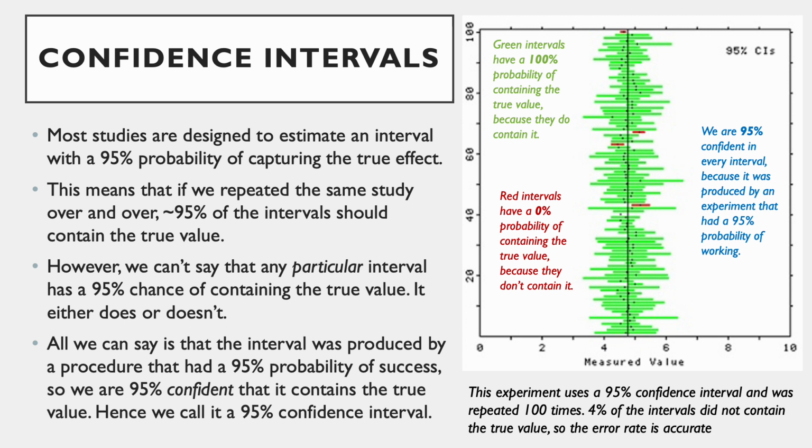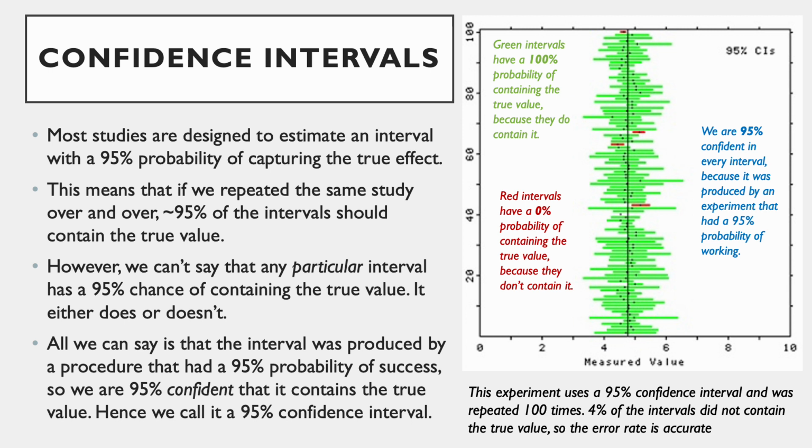But of course, they really only do the study one time, and we can't say that any particular interval that they come up with from that study has a 95% probability of containing the true value, because it either does contain it or it doesn't. That 95% probability is a probability about the experiment. It's not really a probability about the data itself.